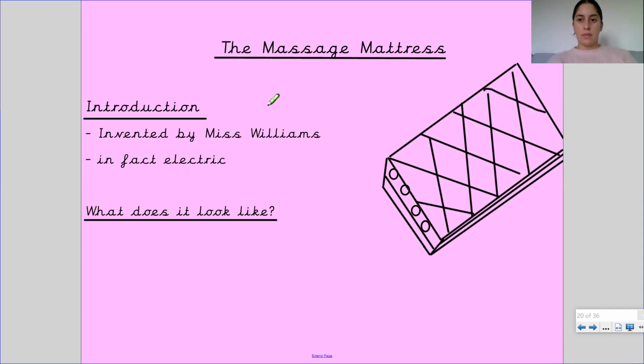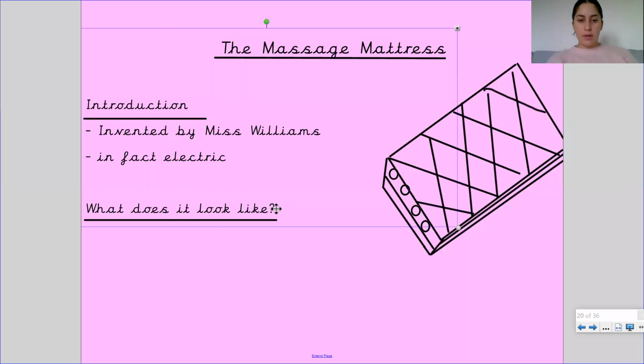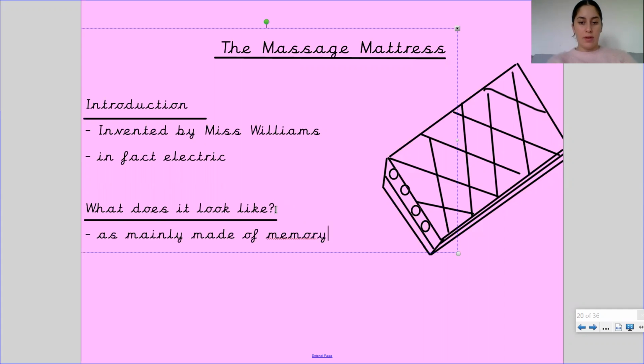Okay. So I've written my subheading. Now I want to start my sentence with a subordinate clause just to make it a bit more interesting. As mainly made of memory foam. I'm not going to continue my sentence. So as it was mainly made of memory foam, the massage mattress looked like an ordinary mattress.